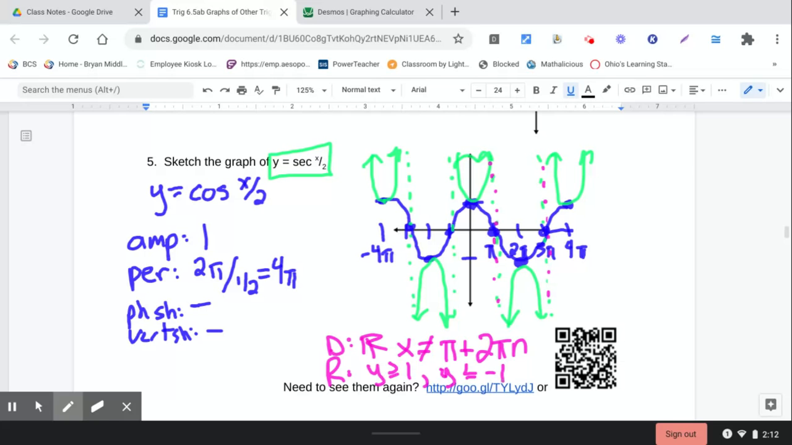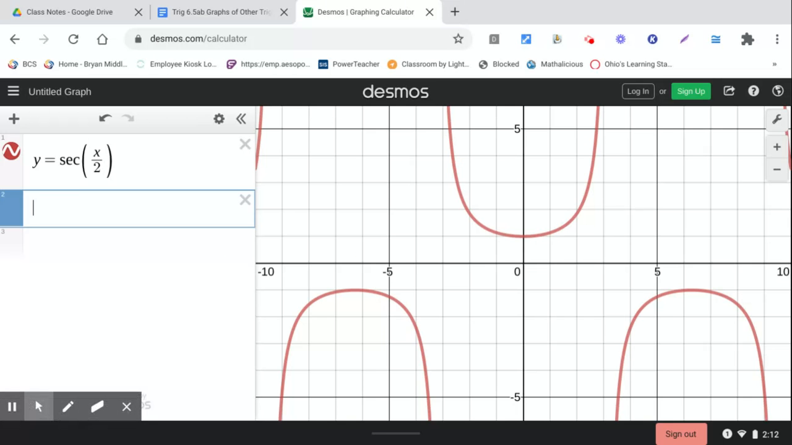Now, again, remember that the cosine graph just gives us the structure. It's not actually part of it. Don't bother to go through and erase. But if you do graph this on Desmos here, you can see that Desmos won't put in that other one.